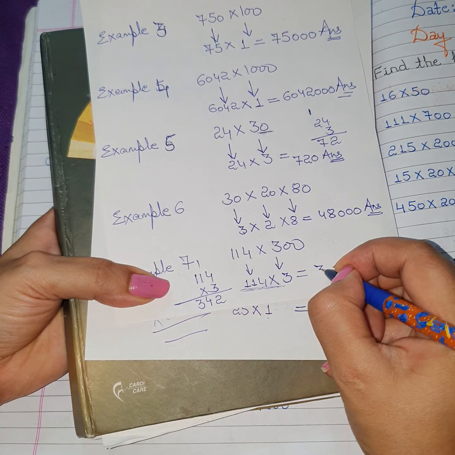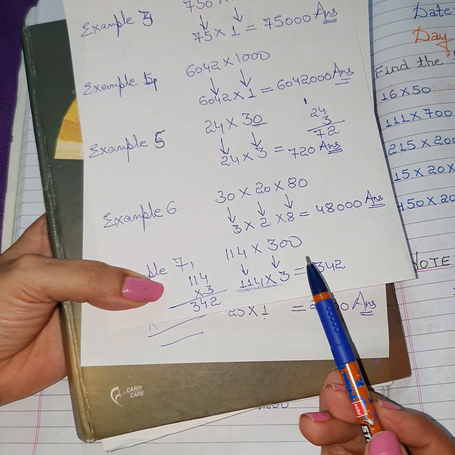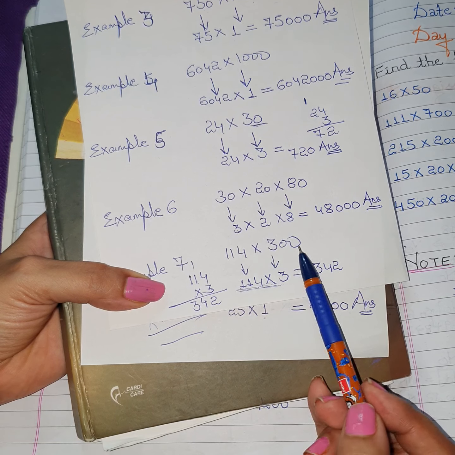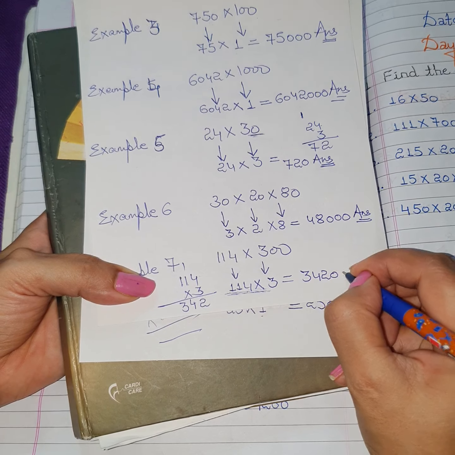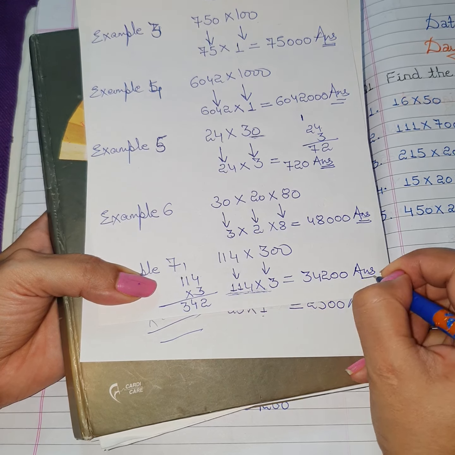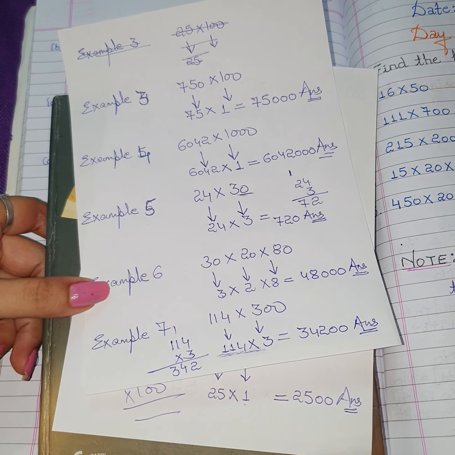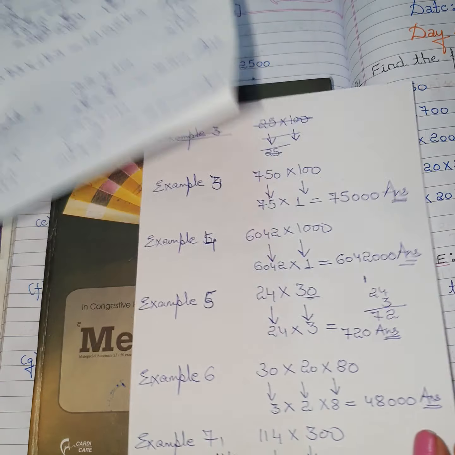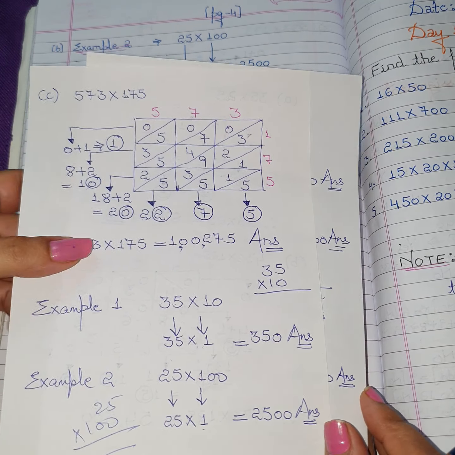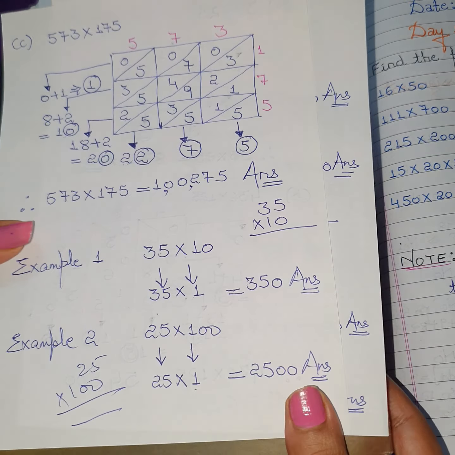So firstly I will write this 342 here and then I will see how many zeros are there in the question. So you can see that there are 2 zeros in the question. So here we will write 2 zeros and then it will be our answer. Okay student, now I hope you must have understood how to multiply any number by the number 10 and the multiples of 10. So this was all about today's topic.